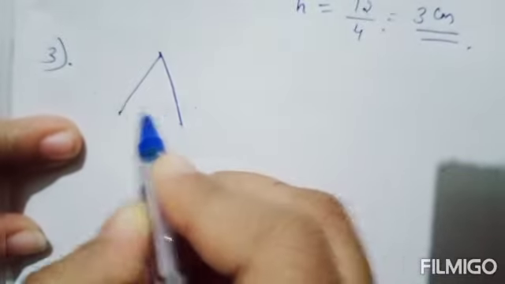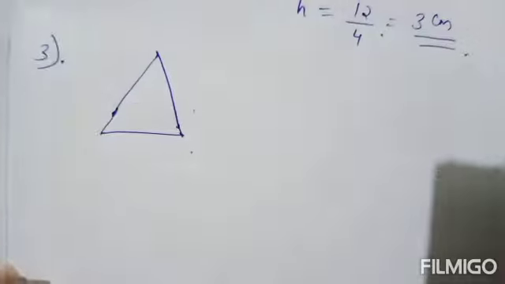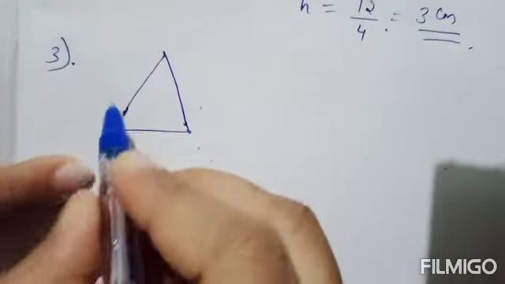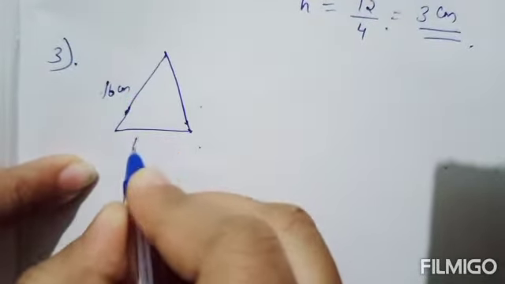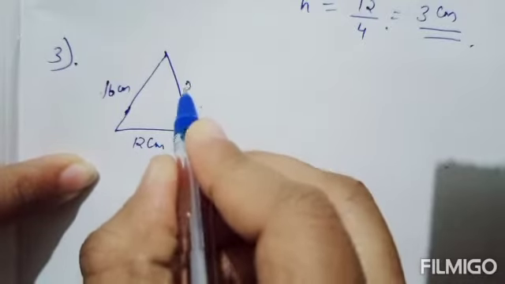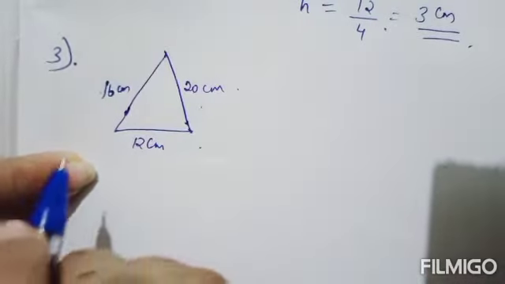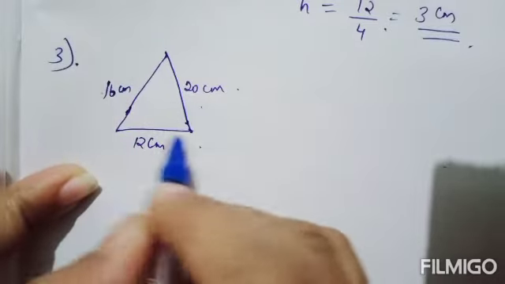Next, third question. The sides of a triangle are 16 centimeter, 12 centimeter and 20 centimeter. Find first one, area of the triangle, second one, height of the triangle corresponding to the largest side. So here a triangle is given, its three sides are 16 centimeter, 12 centimeter and 20 centimeter. Okay, you have to find the area of the triangle first.